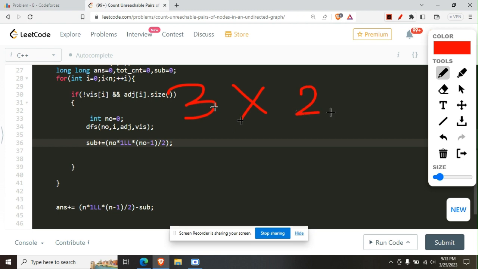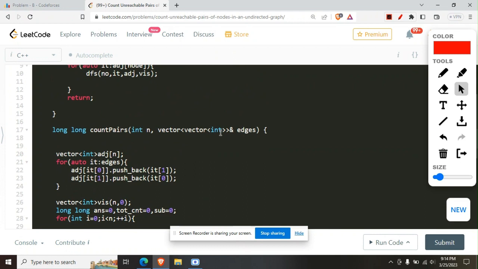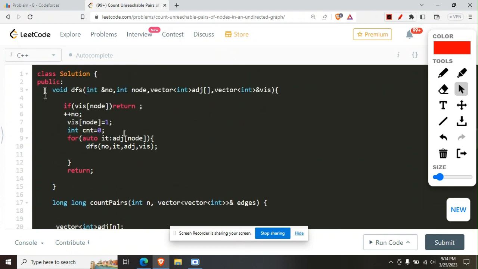Okay, now what are we going to do? We are just going to subtract whatever it is contributing to my answer. These 3 nodes were connected, right? So what is it contributing to my answer right now? That is n into n minus 1 by 2. That is, it is contributing 3 pairs, which I don't want. So at the end of the day, what are we going to do? We are going to subtract from the total whatever it was contributing, right?